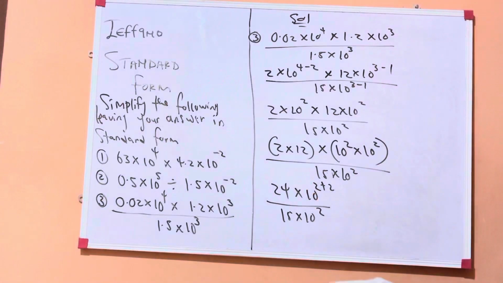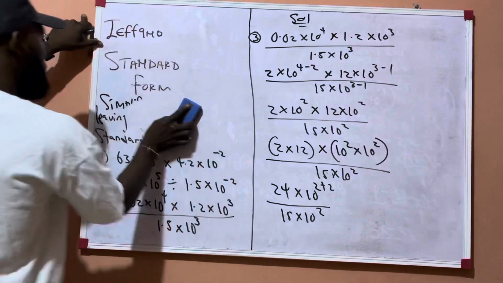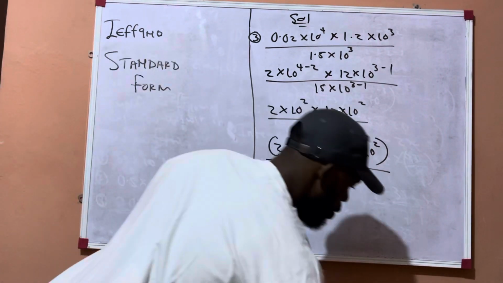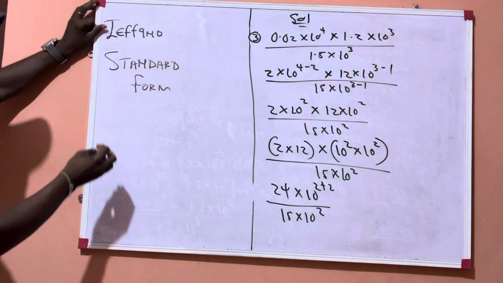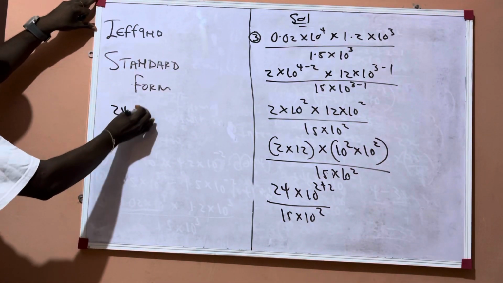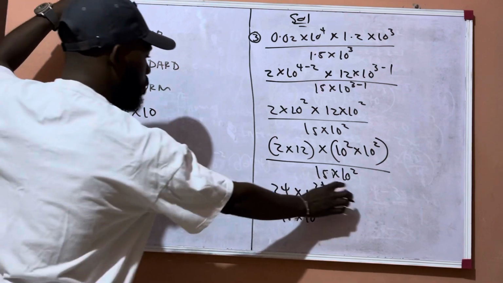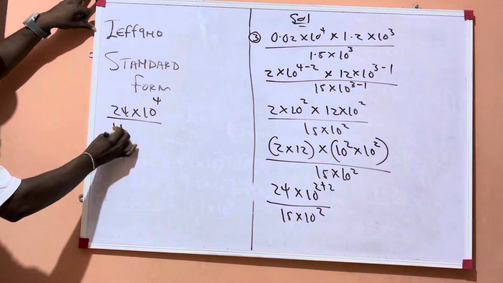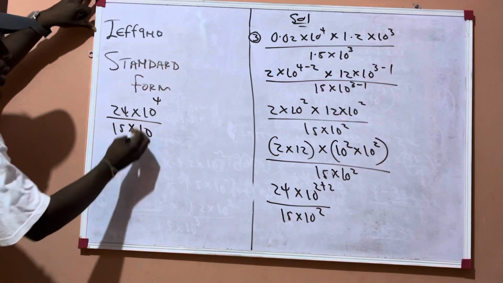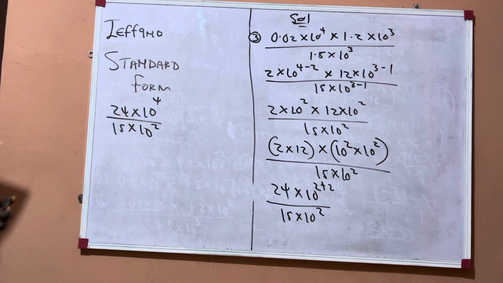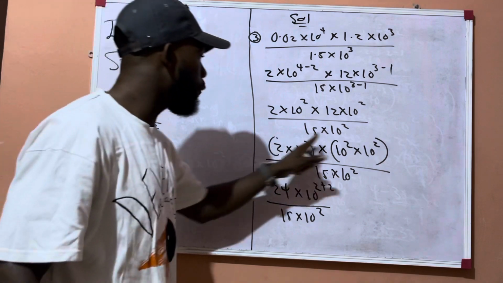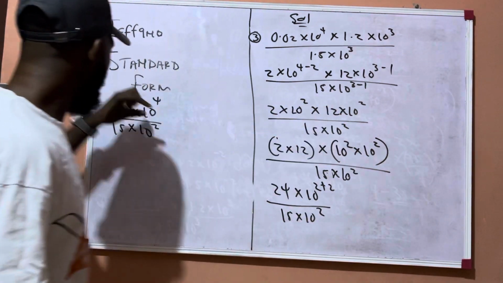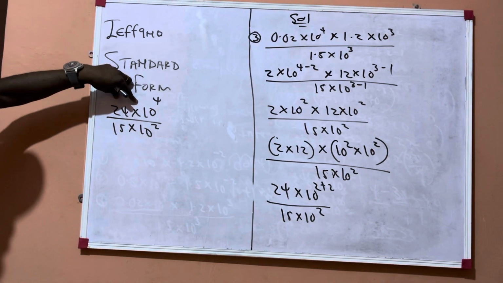So class, when we do this, we are going to have something like this: 24 times 10 raised to the power of 2 plus 2, which gives us 4, over 15 times 10 raised to the power of 2. Now you will notice that from two forms of standard form, we now have just one on the numerator.